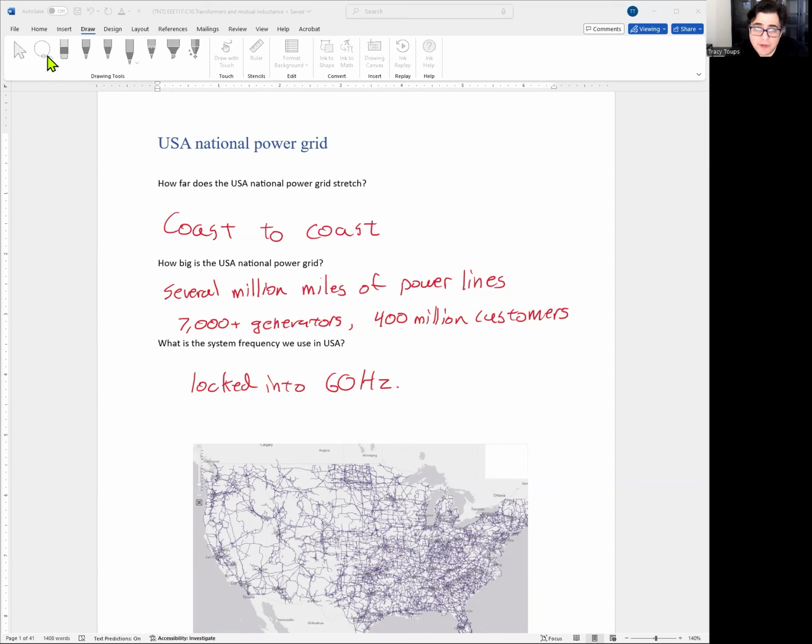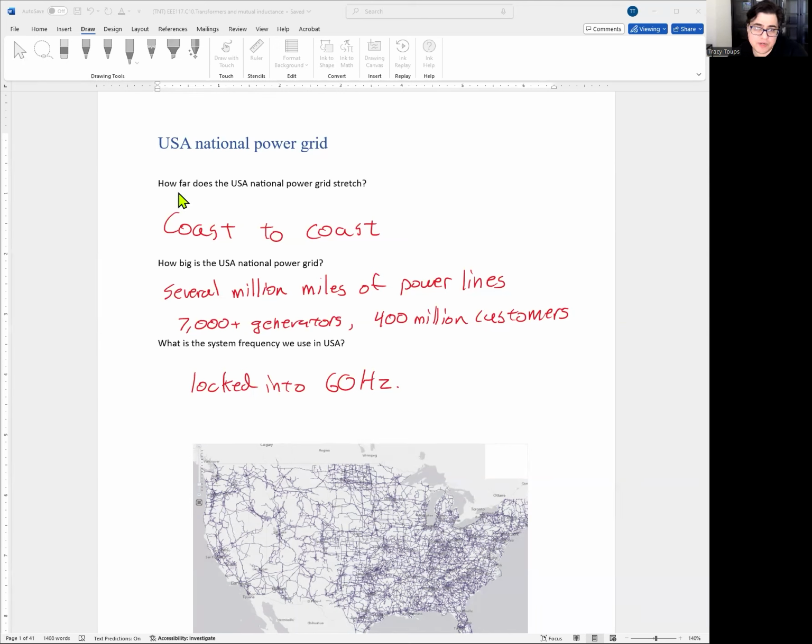Today we're going to talk about transformers and mutual inductance for this week. The first thing I want to do is give you a high-level overhead view of the power grid. We've been talking a lot of math. Let's step back and show you how the whole national grid is built, to show you why we need these transformers everywhere. This is just another week that we're talking about power engineering.